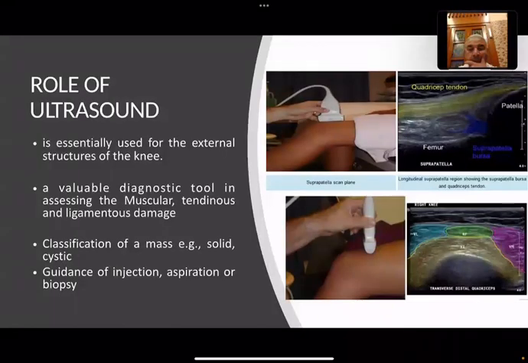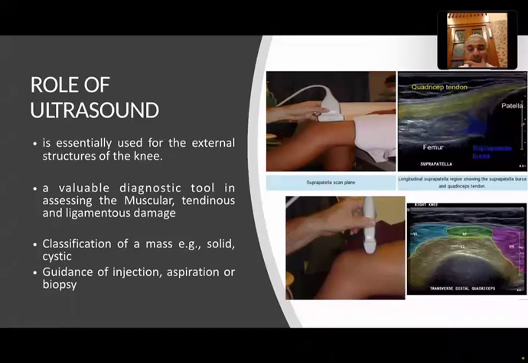Role of ultrasound: it is essentially used for the external structures of the knee. It is a valuable diagnostic tool in assessing muscular, tendinous, and ligamentous damage. Classification of masses as solid or cystic. Guidance of injection, aspiration, and biopsy.